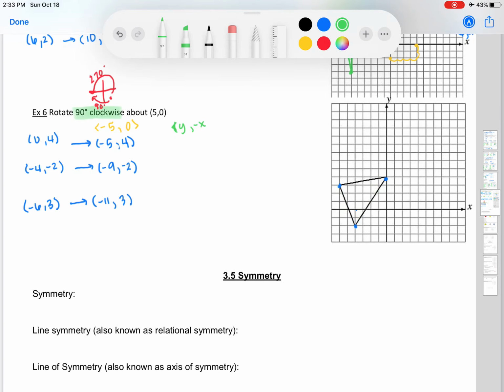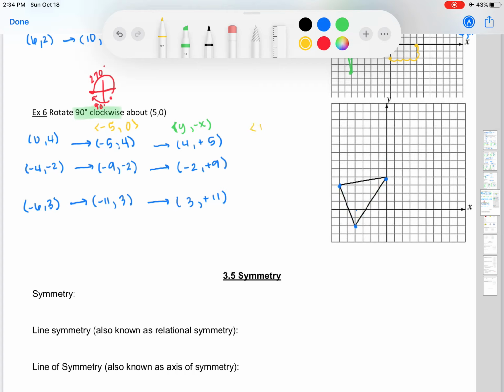So your X and your Y are going to switch positions, and your second coordinate is going to change signs. So my X and my Y flip. This becomes 4, negative 5, and then I change the sign on my second coordinate. Again, flipping my X and my Y and changing the sign of the second coordinate. Apply that to all 3 points. And now we have the points after their rotation.